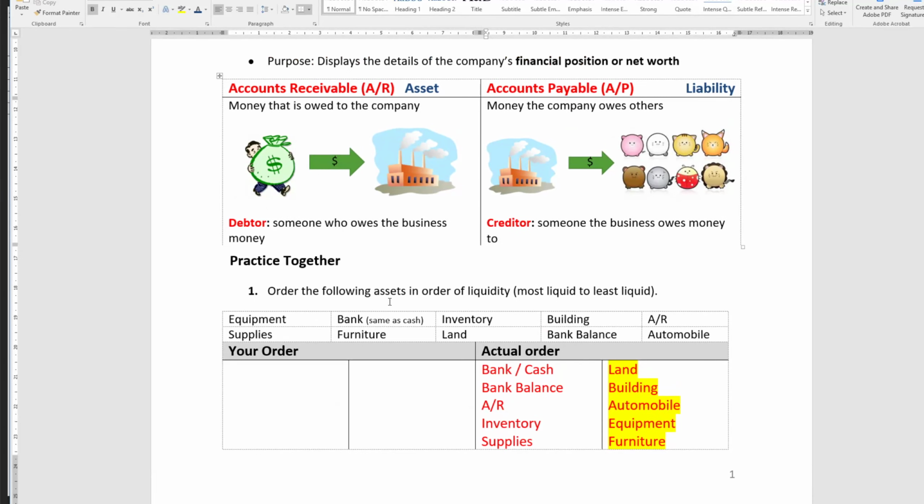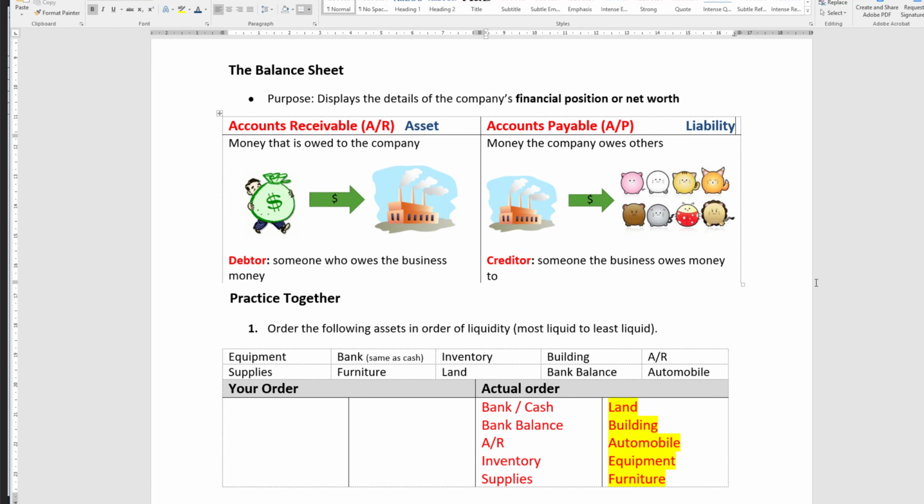So balance sheets are difficult because they are not ordered in alphabetical order. They are ordered in order of liquidity. And remember, liquidity means how fast you're able to convert something to cash. So these 10 accounts are the only accounts I will test you on. There's more, but we're not going to go through those. And the actual order of liquidity is here.